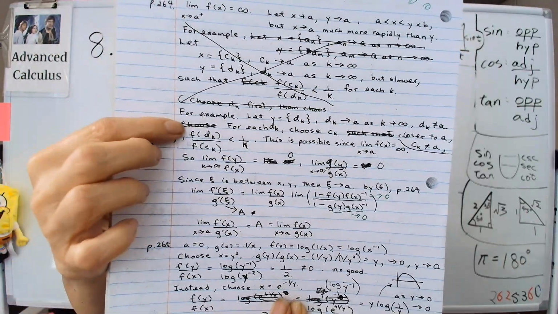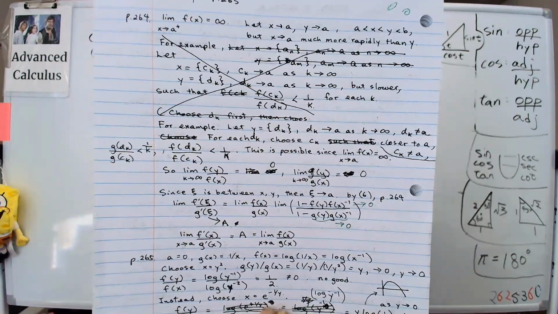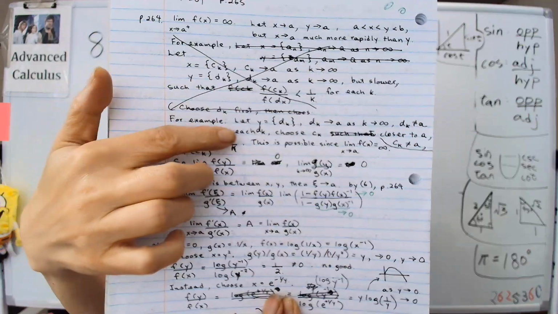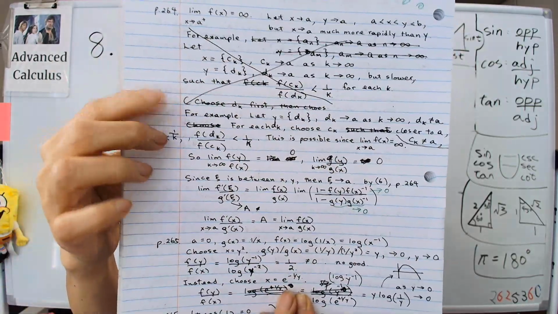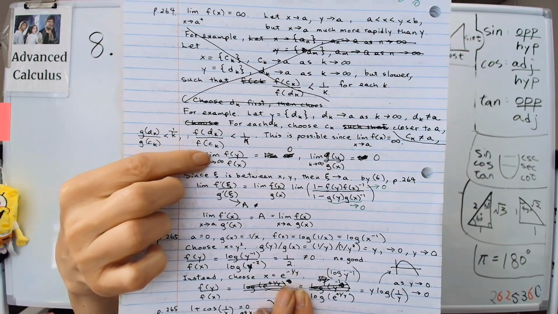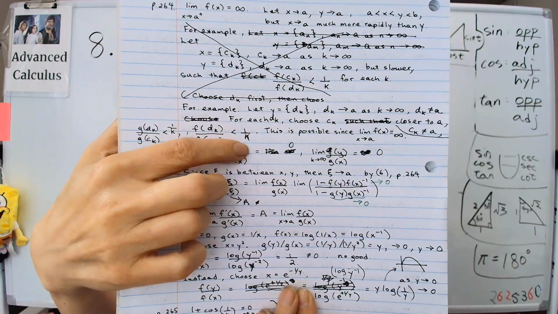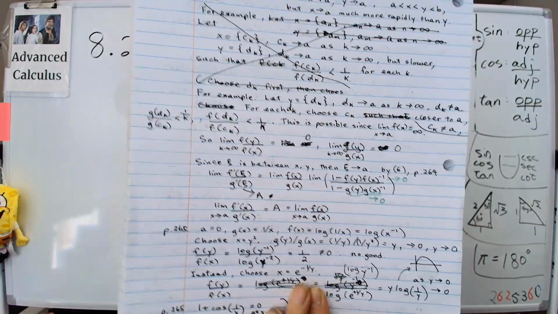And next, for each d_k, so fix one d_k at a time, we're gonna choose a c_k that is even closer to a than d_k, but c_k is still not a. It's just closer, in such a way that f of d_k over f of c_k is less than 1 over k. The reason is because we choose c_k such that f of c_k is so much bigger.